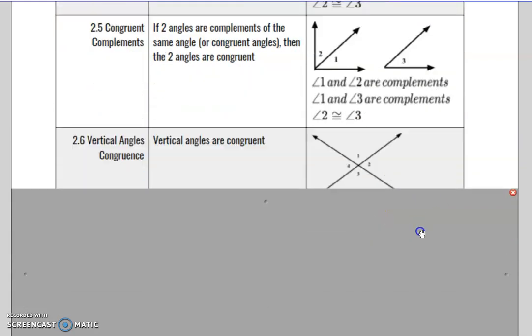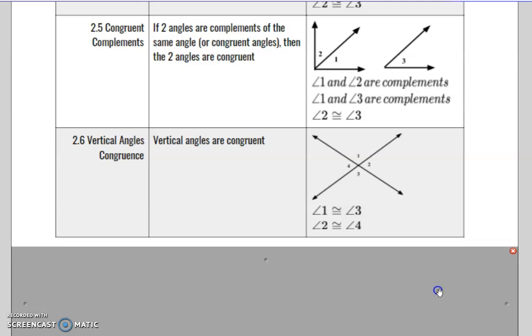Okay, the next one, oh wait, this one's my favorite. I probably have a lot of favorites at this point, but I love this one. It's so nice, so simple. The vertical angles congruence theorem: vertical angles are congruent. That's all this says. If I have vertical angles, they're congruent. You can't get much simpler than that, right? Angle 1 is congruent to angle 3. Angle 2 is congruent to angle 4, okay? Vertical angles are congruent. Remember that phrase.